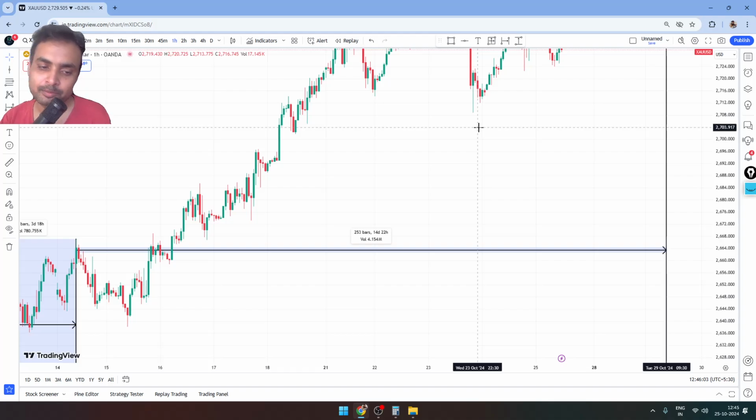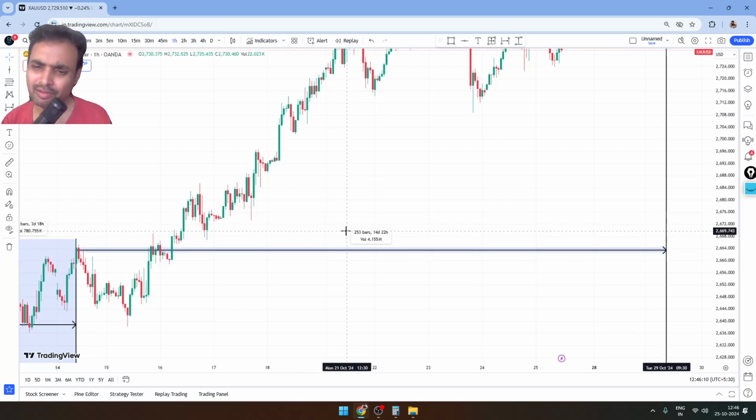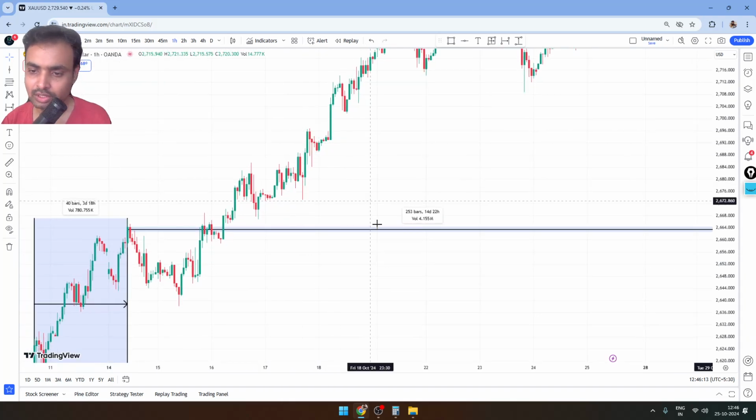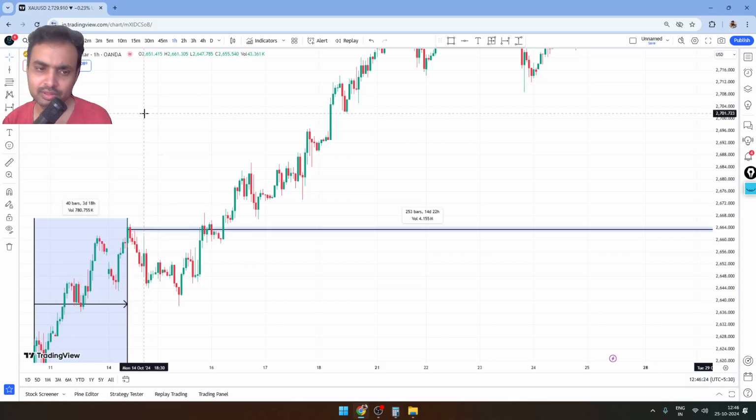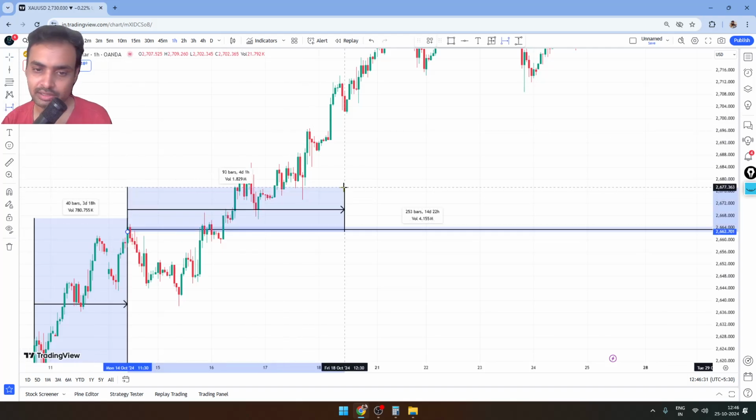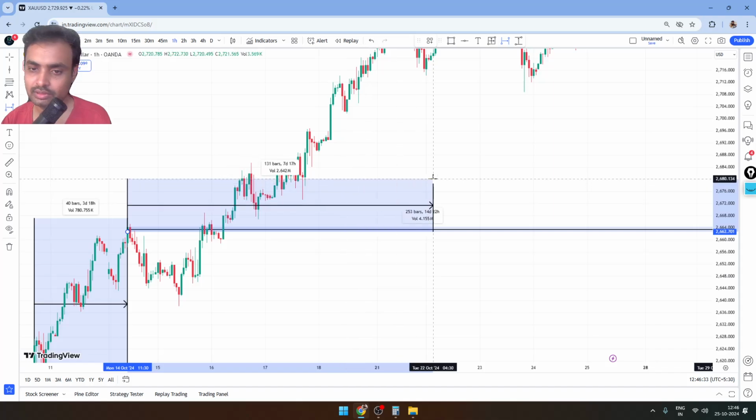But let's do one thing. I can take the half value or I can take the square value of this number. So let's take the half value first, then we'll take the square value. So 253, let's divide by 2. I'm getting 126.4 or 126.5, or I can take 127 days to the future. From here, 127 days. So what is at 127?